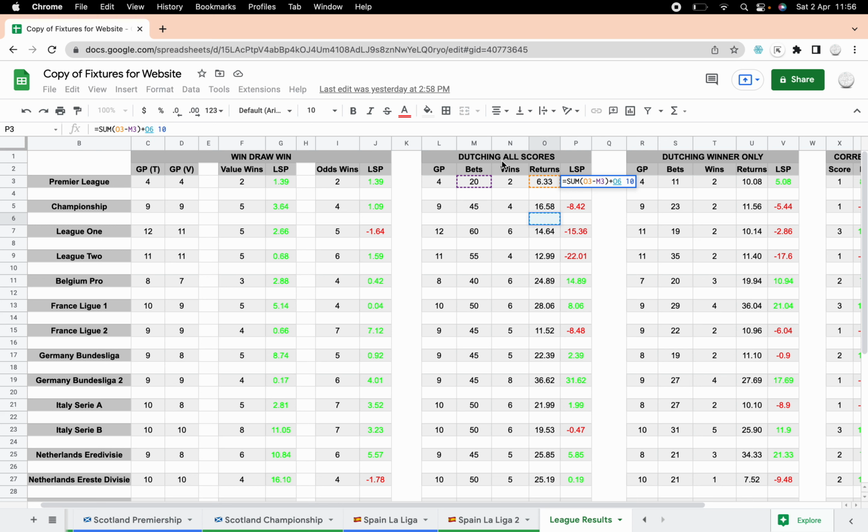So trust me, it works. It's just I'm crap at explaining it and crap at doing formulas. So there we can see what we've done. There's a lot of bets, aren't there? 5 per game, that's a lot of bets.